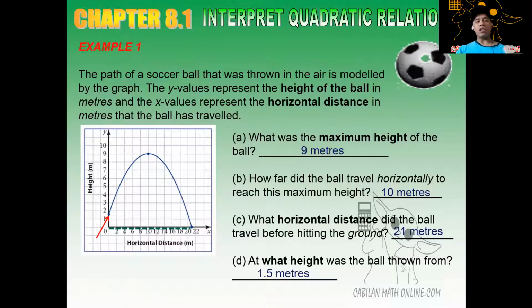All right. So that's interpreting a graph and how that relates to a quadratic relation, because what you see here is a parabola that happens to open downwards. All right, let's proceed here.